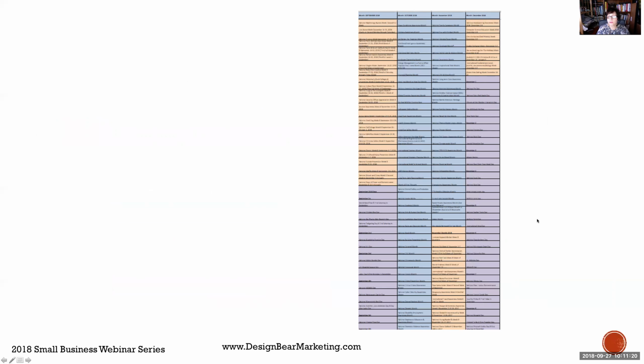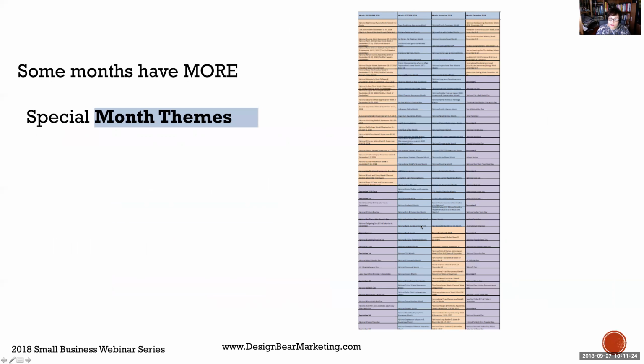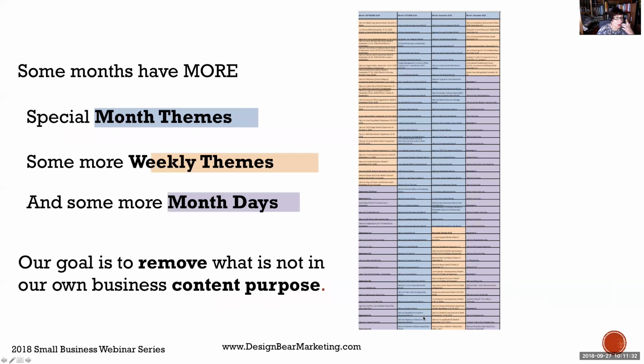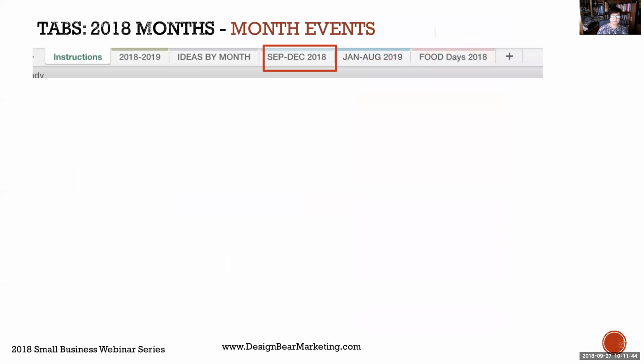There may be other sources that you have. Some months, like October, have more special days, have more themes, more weekly, more daily. Your goal is to go in and say, no, no, no, yes. And so you're going to really prune that down so that it's a manageable page. And then you're going to decide what you're going to do with it.